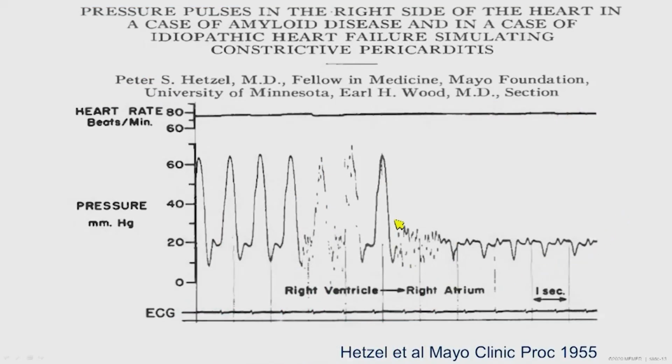And then again, this is one of those articles I just mentioned, that similar pressure tracing, dip and plateau, and then this is the atrial pressure tracing, not from constriction in this case, although similar, but in patients with cardiac amyloidosis. So they realized in the 1950s and 1960s that restriction and constrictive pericarditis can present with a similar hemodynamic pressure tracing, and they tried to figure out what features can distinguish one from the other.